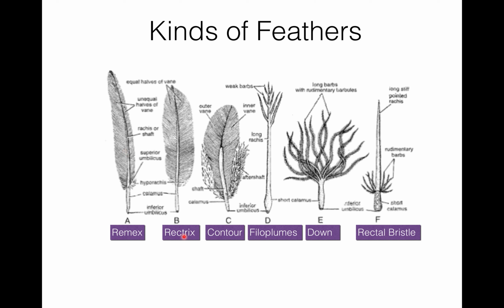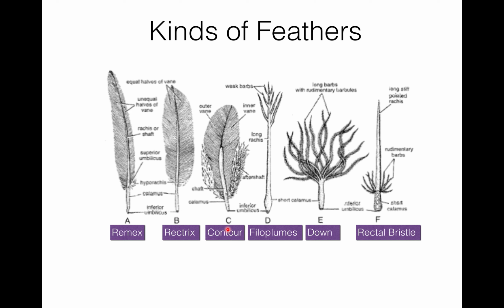Then rectrices. Birds like the pigeon have 12 long rectrices. The singular form of rectrices is rectrix, and they are also known as tail quills. They are arranged in a semicircular, fan-like manner on the tail. In them, the two halves of the vane are almost equal in size. What is the function of rectrices? They are used by the bird as a brake and in steering the flight.